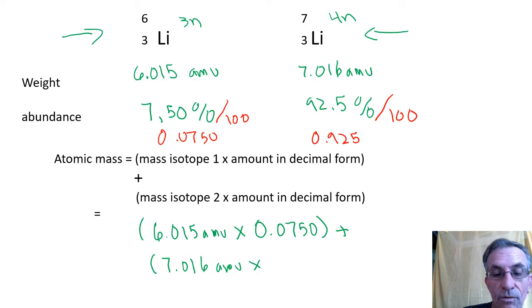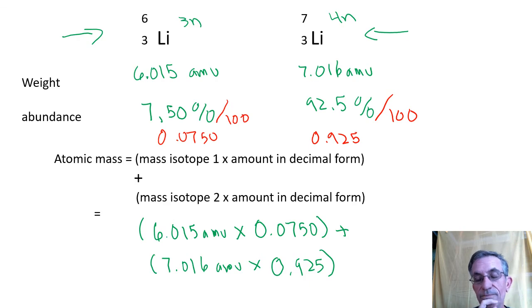All right, so don't put in percentages here. If you do, you're not going to get the right answer. All right. And then that should be what we should do. So it'll be 6.015 times 0.075, and then you're going to add 7.016 times 0.925. If you do this correctly in your calculator, it's a little hard for me to show you the work, but basically just make sure you enter it correctly.